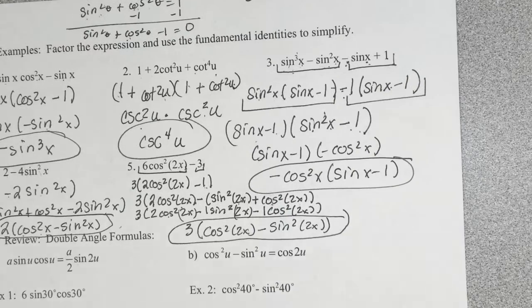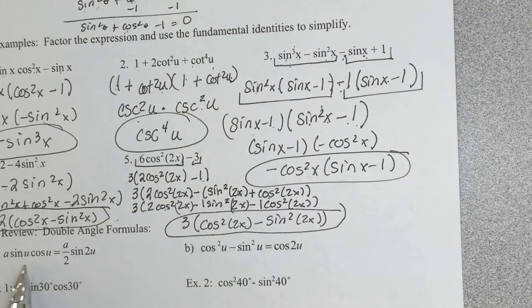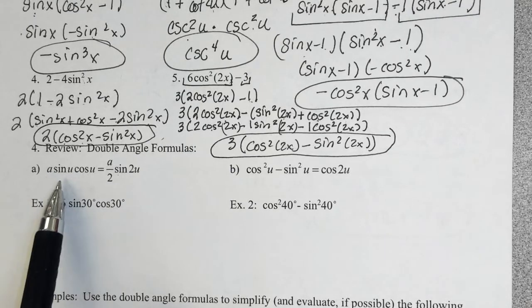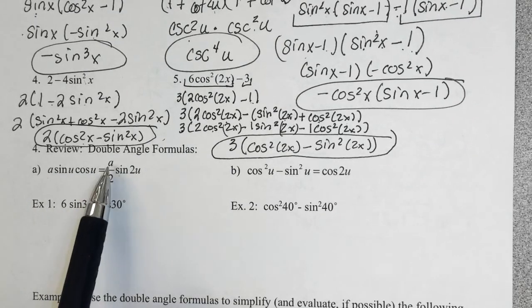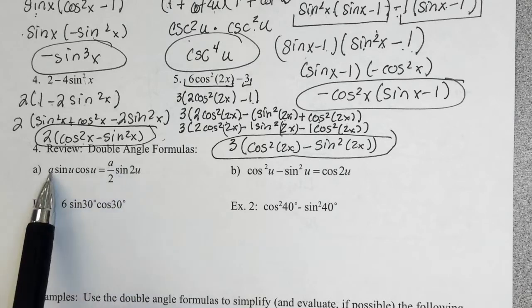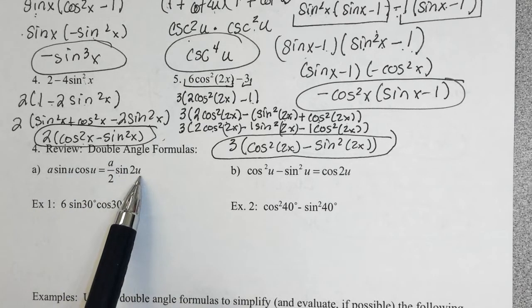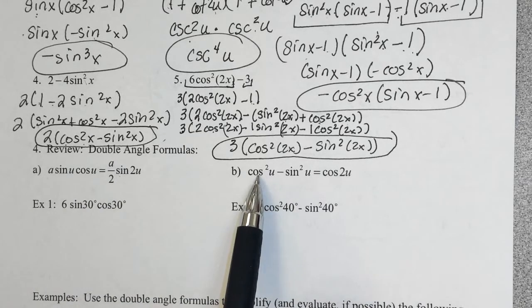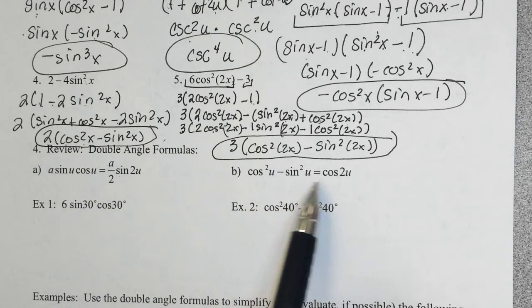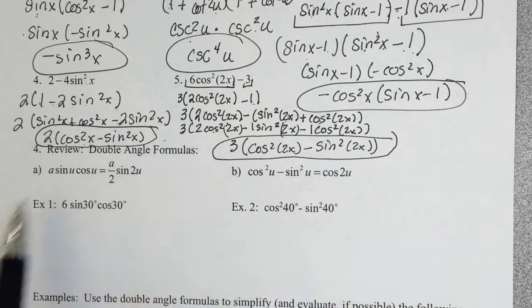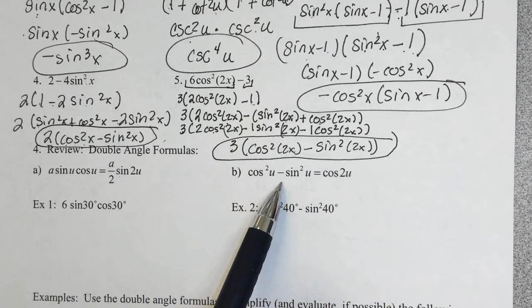All right, double angle formulas. So double angle formulas work like this. If I've got some coefficient times sine u cosine u, that's going to be equivalent to that coefficient divided by 2 times the sine of twice the angle. The other formula we have is cosine squared u minus sine squared u equals cosine of double the angle. I'm going to come back up here in a minute and show you how we could have made these better.